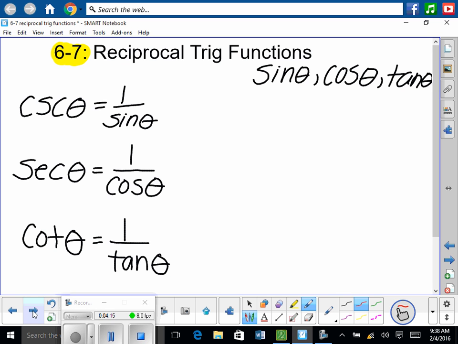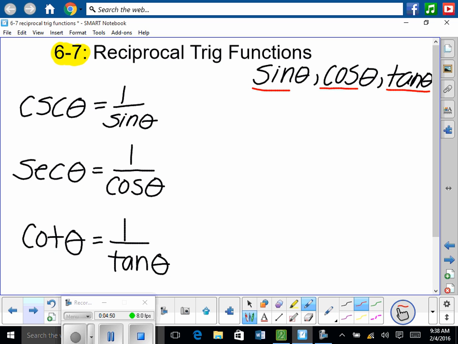Okay, so today is 6-7, reciprocal trig functions. So now we have to know what cosecant, secant, and cotangent are. This should not look brand new to you. You should have seen these at least in secondary 2. But these are the reciprocal trig functions. So guys, we know sine of theta, cosine theta, tangent theta. You'll have to just get this memorized. I'll give you a little hint on how I remember. So cosecant, that's how you say this one, cosecant.